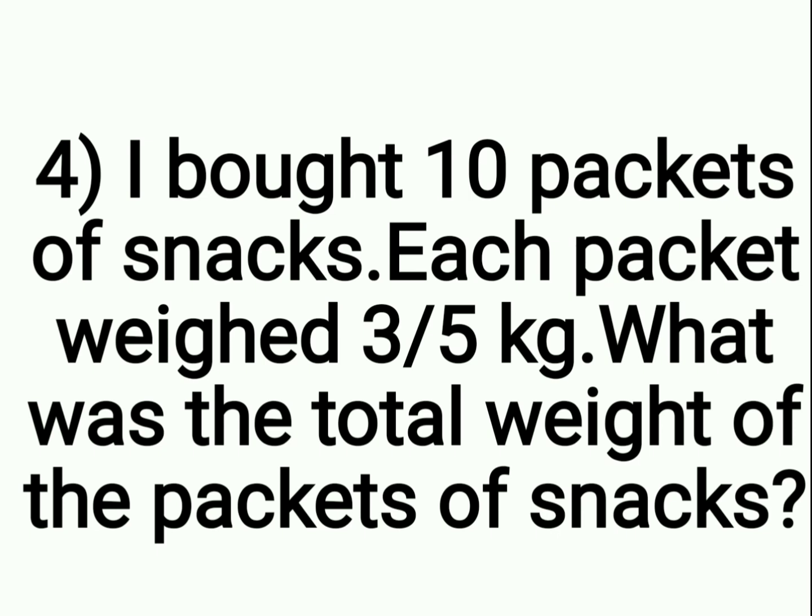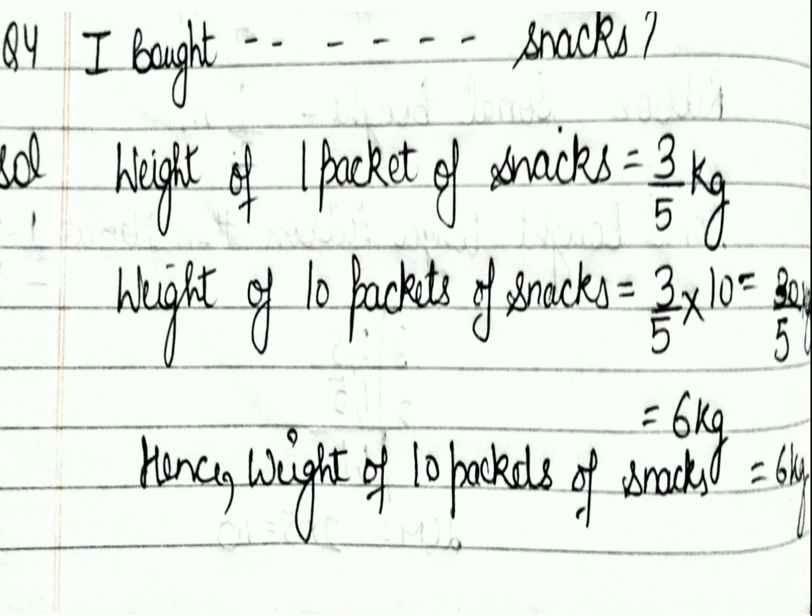I bought 10 packets of snacks. Each packet weighs 3 by 5 kg. Means one packet weight is 3 by 5 kg. You have to find the total weight of 10 packets. So how do you write? We are talking about the weight only. So we start the statement, weight of one packet of snacks is 3 by 5 kg, and weight of 10 packets of snacks is 3 by 5 into 10, because when we find many we always do multiply.